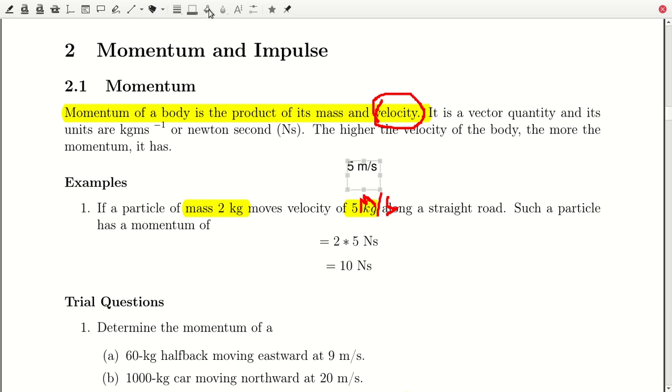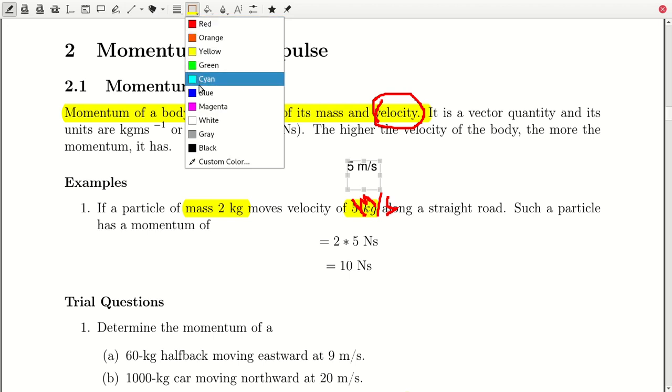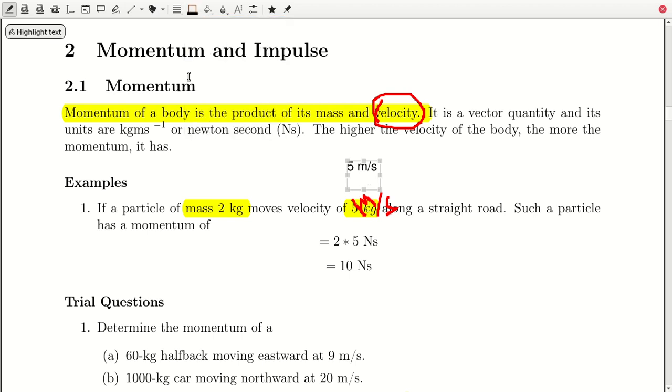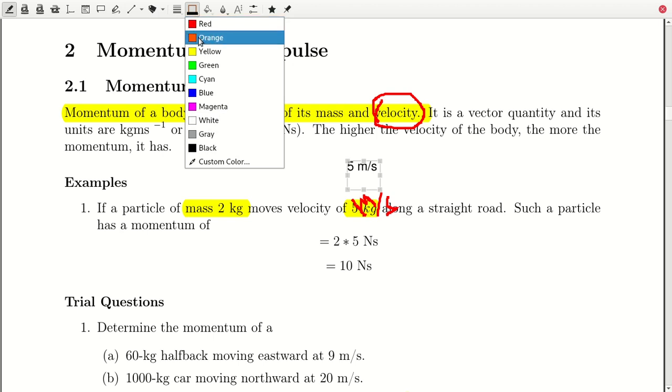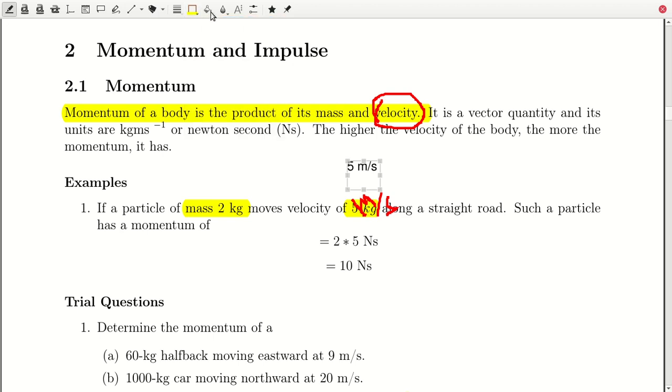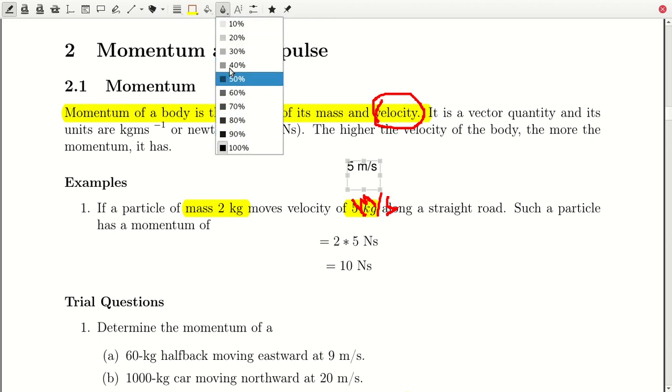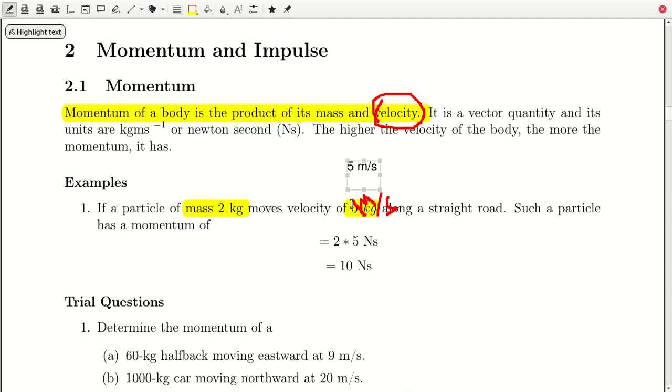Allow me to first do this work. So in this case our momentum will be 2 times 5 Newton second. The Newton second is the units for momentum.